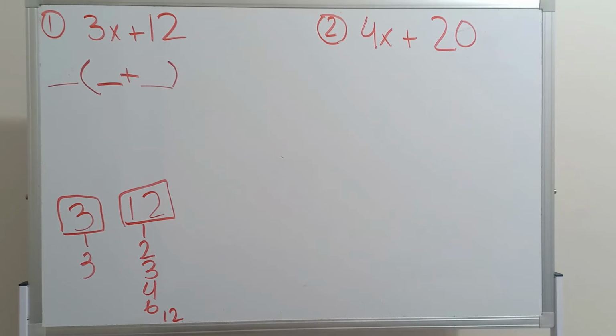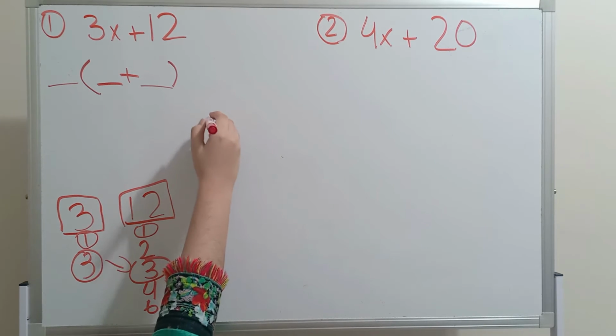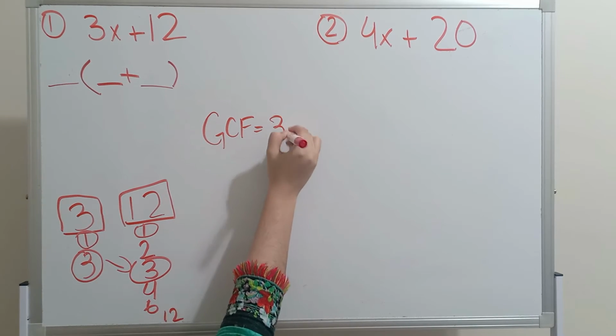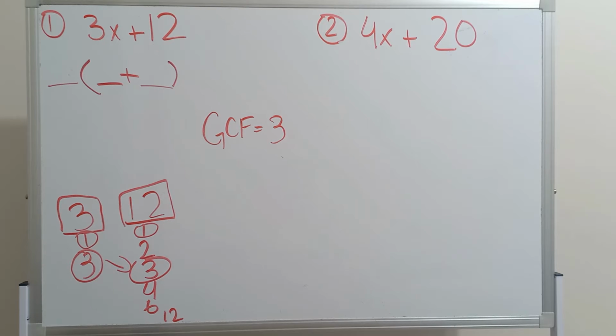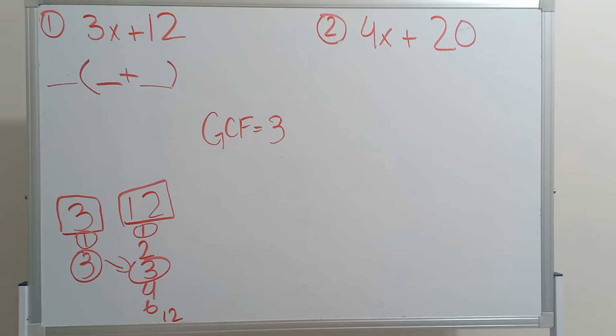So we are going to see which one is common. 1, but we always cross it out because 1 is common for each and every number. But we have 1, and we have 3 here, so we also have 3 here. So this is going to be our greatest common factor. So the GCF is 3. Now we are going to put the GCF here, 3.